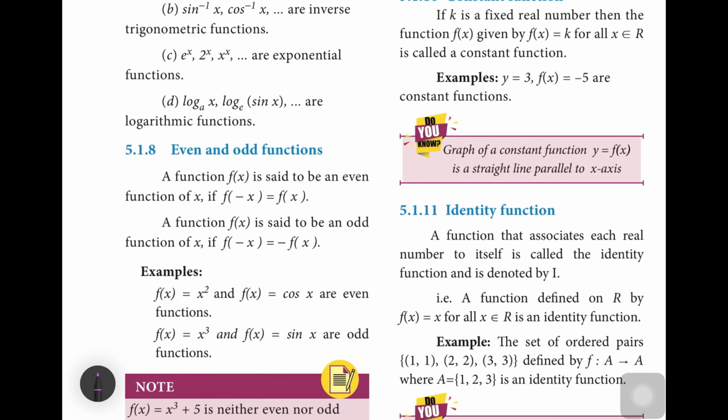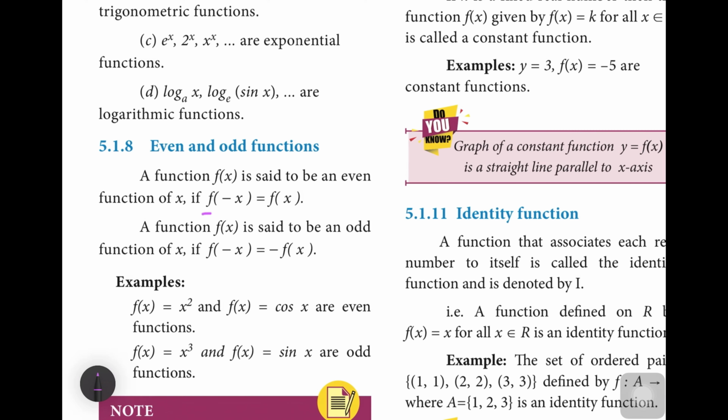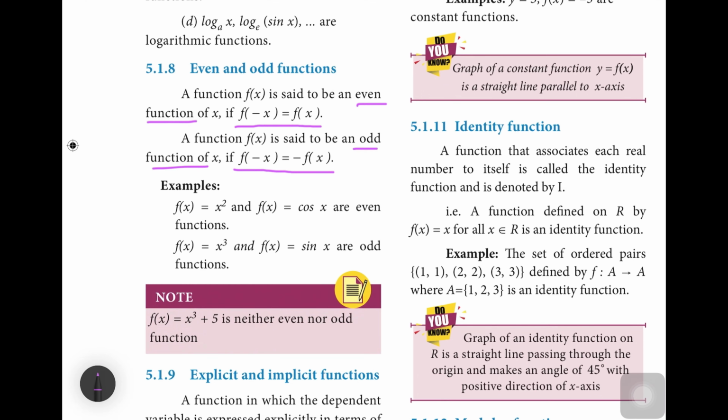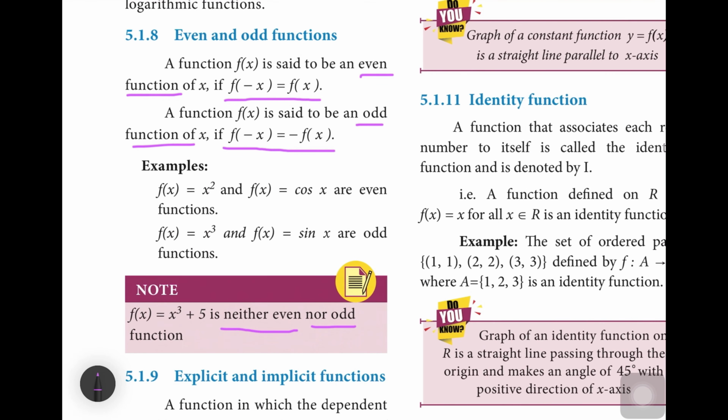Even and odd function is an important concept. If f(-x) = f(x), it is an even function. The minus vanishes here. If f(-x) = -f(x), then we call it an odd function. Sometimes a few functions are neither even nor odd. For example, f(x) = cos x is an even function, as we studied in trigonometry. Similarly, f(x) = sin x is an odd function. Cos and secant are the only even functions. Sin, tan, cosecant and cot are all odd functions.